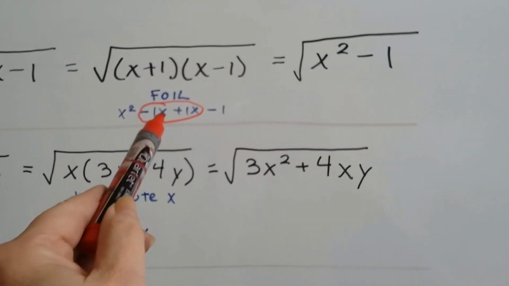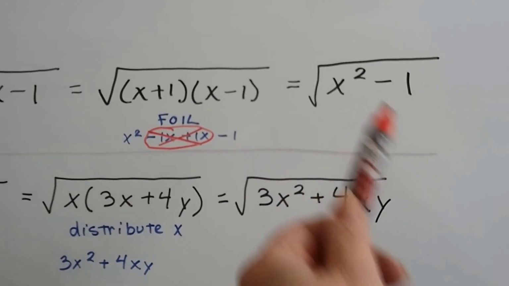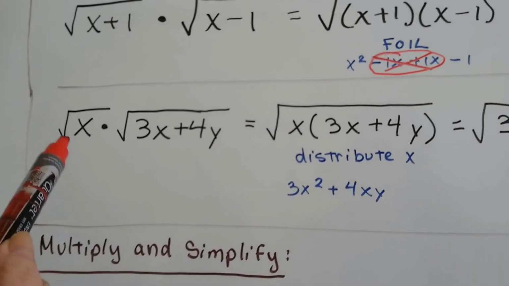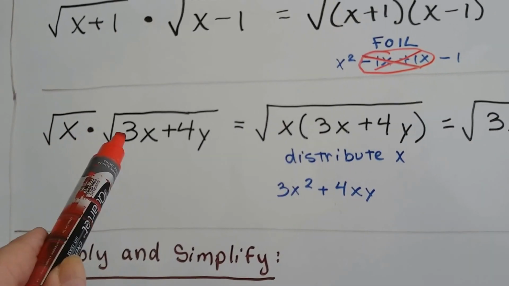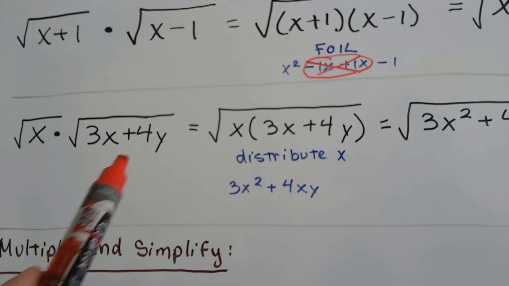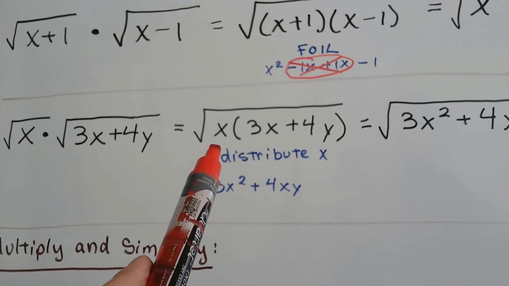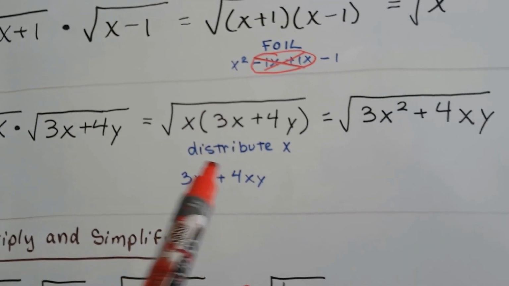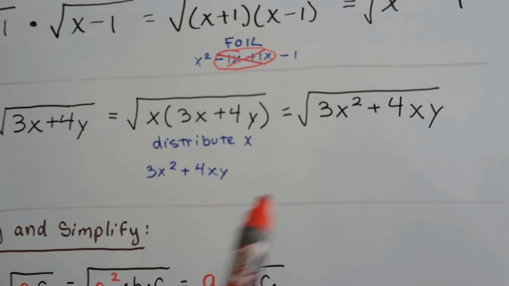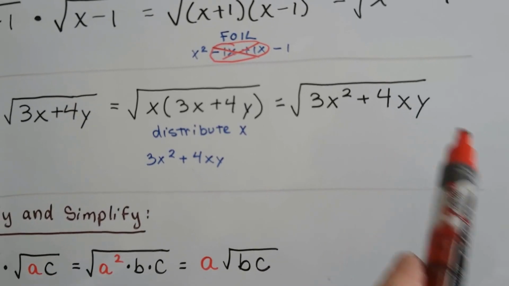Minus 1x plus 1x becomes a 0 pair, and all we're left with is x squared minus 1. See? In this one, we've got the square root of x times the square root of 3x plus 4y. Now we've got two variables. We can put them together under the radical sign as x times 3x plus 4y. We distribute the x to the 3x and the 4y, and we get the square root of 3x squared plus 4xy. See?